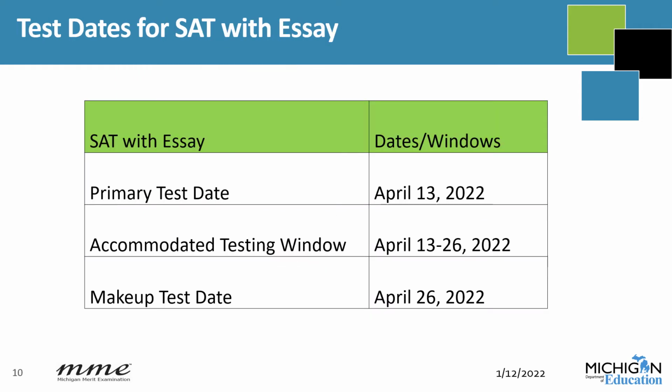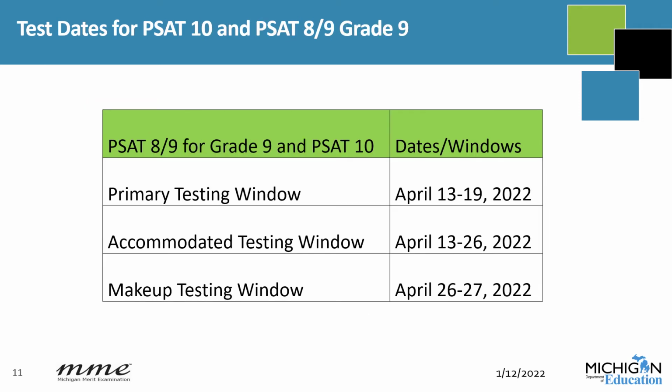The SAT accommodated testing window is April 13th through 26th. SAT Makeup Day is April 26th. Schools are expected to administer the PSAT 8-9 for grade 9 and the PSAT 10 within the primary testing window, which is April 13th through 19th. Any student approved for an accommodation or any English learner using extended time may be scheduled to test any time during the accommodated testing window of April 13th through 26th. Students absent during the primary testing window or those who experience an irregularity and require a makeup test will test in the makeup testing window of April 26th and 27th.